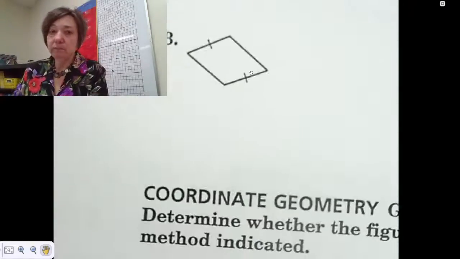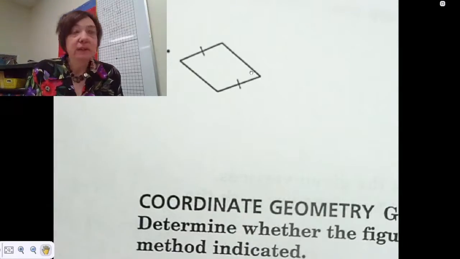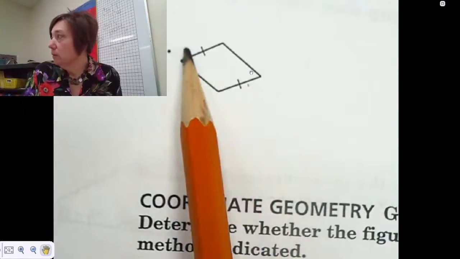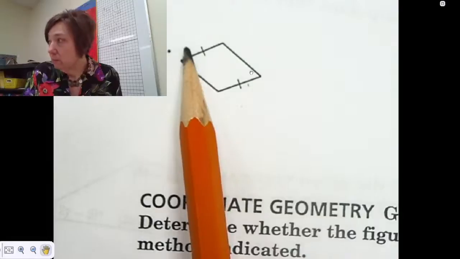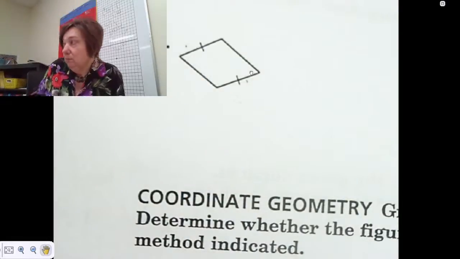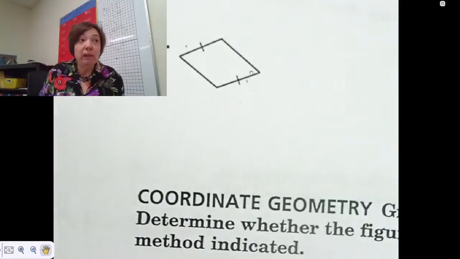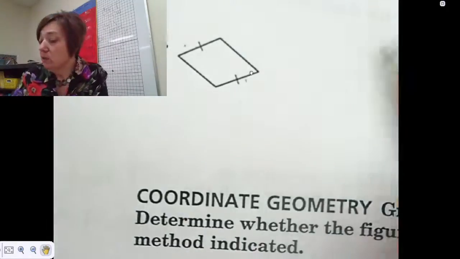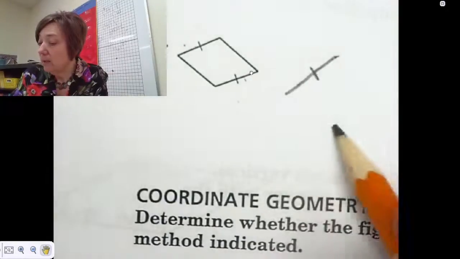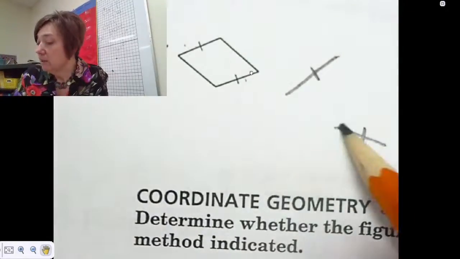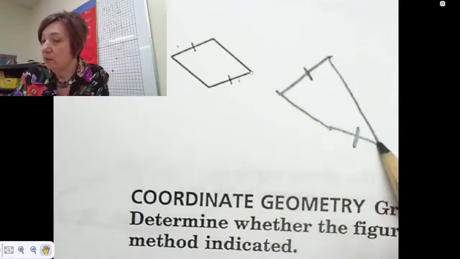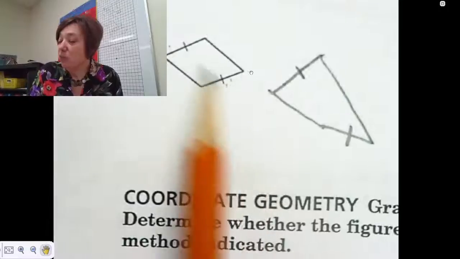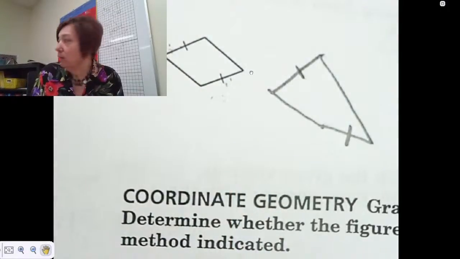Number 3. What information did they give us? This just says that they're congruent. Are they parallel? We don't know. They could be, but they didn't tell us that they are. So we don't know that for sure. We could have one line like this and one line over here like this. Now, that's clearly not what they look like, but it could happen, right? Just these two being congruent does not make this a parallelogram.